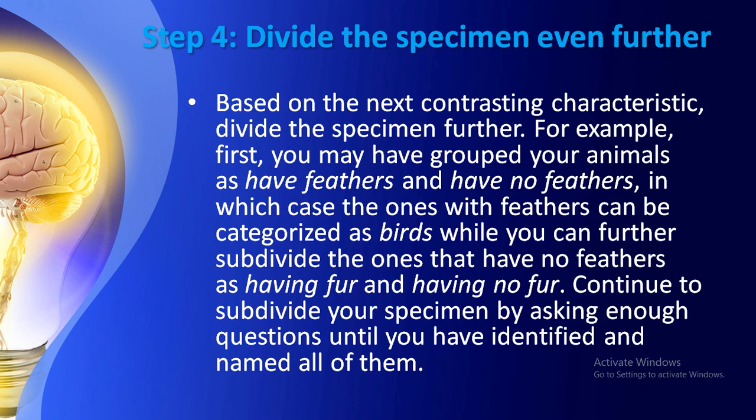Continue to subdivide your specimen by asking enough questions until you have identified and named all of them. Like you have a list of specimens and you will be going to ask further questions. Like for example, in this example you have asked one question in the previous slide, does the animal have feather or no feather. So if you find the answer of this question, then leave that specimen, categorize that as a bird, and further move towards the next question. Like for example, the next question is, does the animal have fur or no fur? So you have to move on by asking questions.